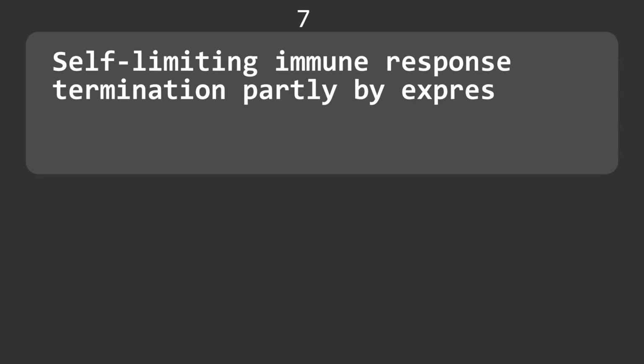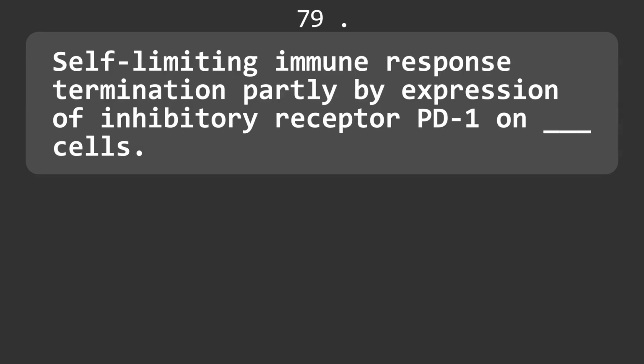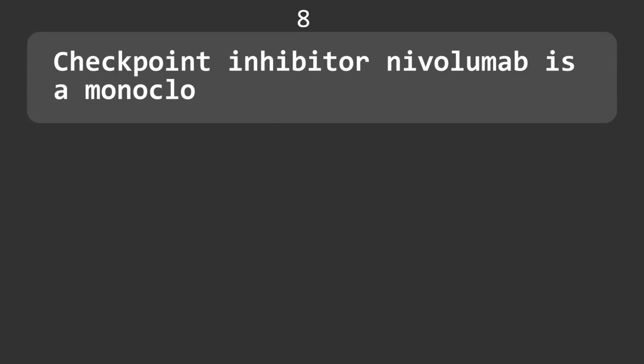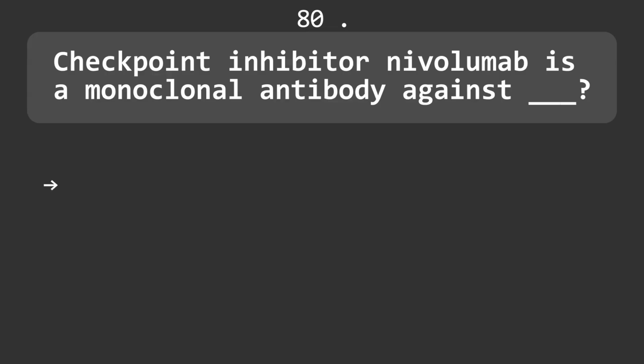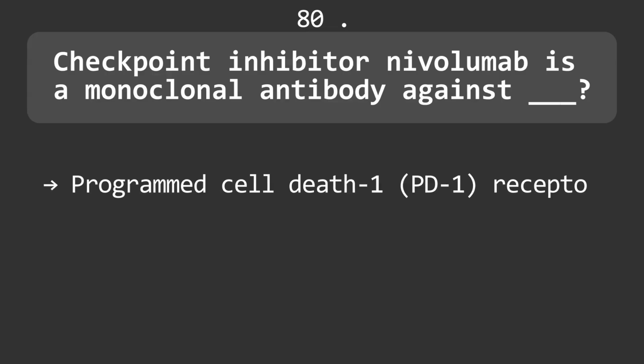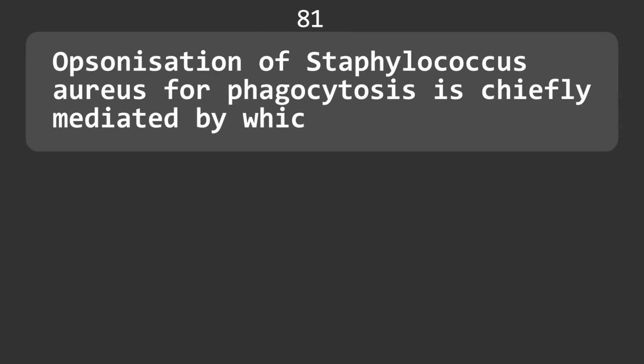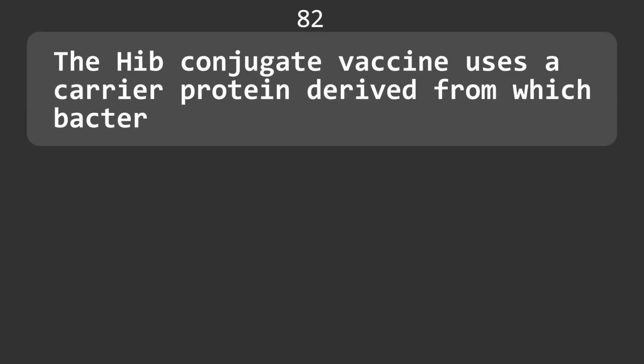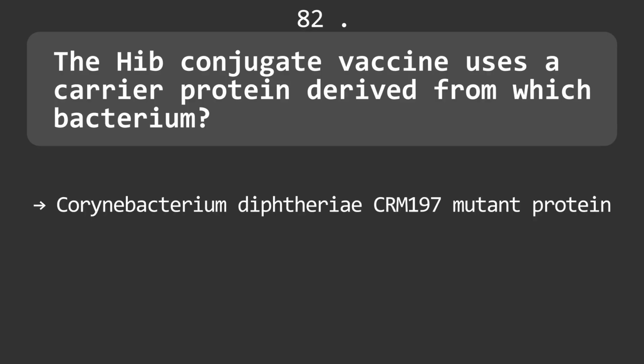Self-limiting immune response termination occurs partly by expression of the inhibitory receptor PD-1 on activated T cells. The checkpoint inhibitor nivolumab is a monoclonal antibody against the programmed cell death 1, PD-1, receptor. Opsonization of Staphylococcus aureus for phagocytosis is chiefly mediated by which Ig subclass? IgG1. The Hib conjugate vaccine uses a carrier protein derived from which bacterium? Corynebacterium diphtheriae, CRM197 mutant protein.